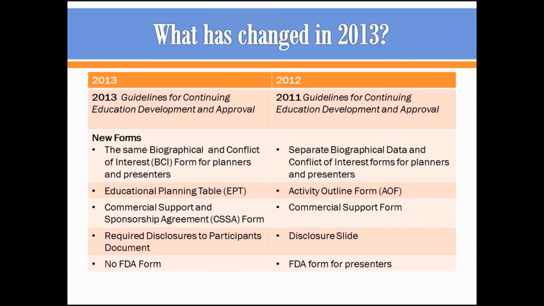What has changed is that we now have a 2013 guidelines for continuing education development and approval. This replaces the 2011 guidelines document, which was found on the Approver Unit website and could be easily downloaded for your reference. In addition to that, we have new forms.